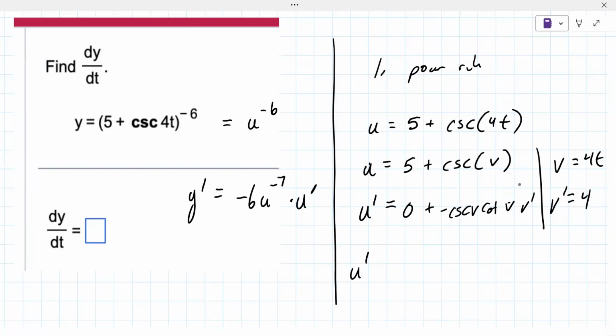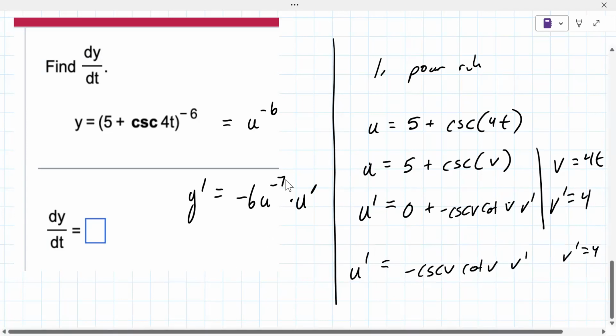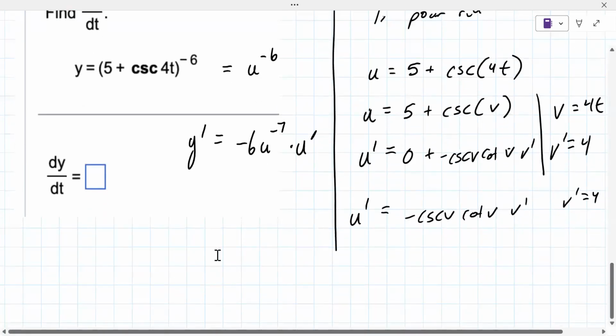And so u prime equals, and this is where you have to decide how far you're going to go, when are you going to back substitute in? When you substitute in for u is right up here. U prime is in terms of v, so then you have to put the 4t and v prime back in. Is that all clear? You're replacing for these things.